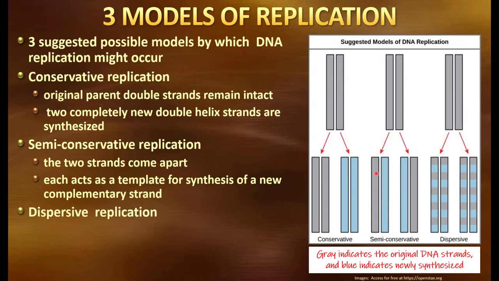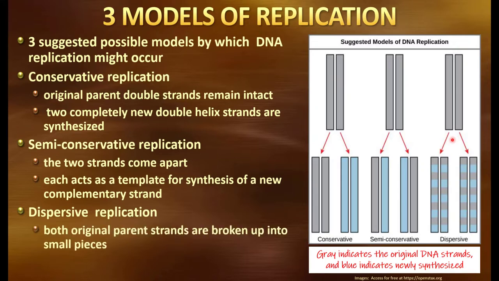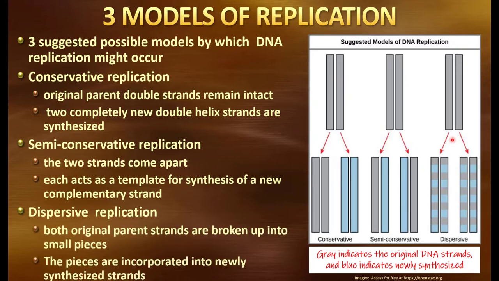In dispersive replication, there's no conservation of the parental strands. We don't see an original parental strand anywhere here. Essentially, what we have done is we've chopped up both strands of the DNA and used new nucleotides and interspersed those new nucleotides with the old nucleotides to get dispersive replication. Both of the original parental strands are broken up into pieces and then resynthesized.